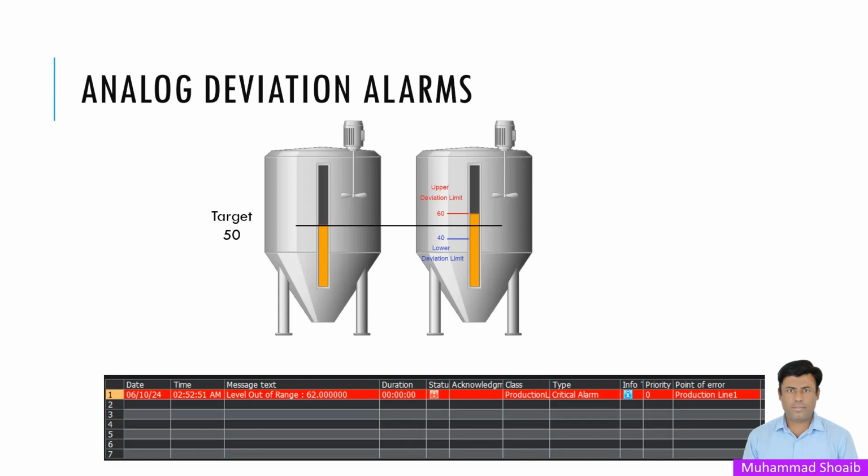So let's understand the deviation alarm with an example. Let's assume you are monitoring a tank level and the set point is 50 meters. You want to raise an alarm if the actual value deviates more than plus minus 10 from the set point. So in this tutorial, we'll learn how we can configure deviation alarm in the WinCC SCADA. Let's see practically how we can configure it.